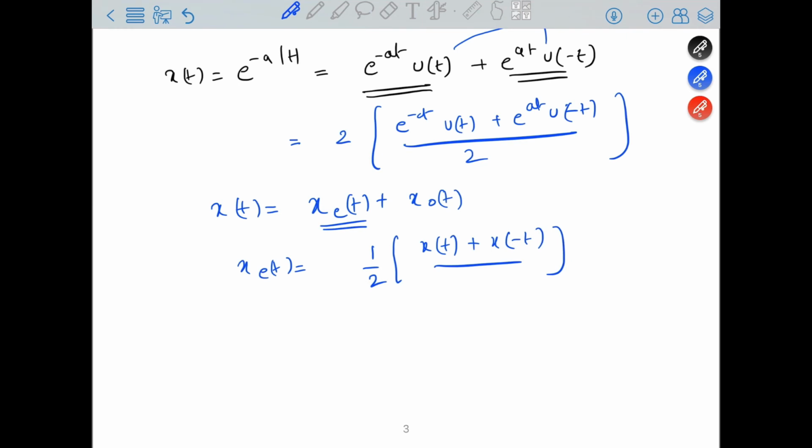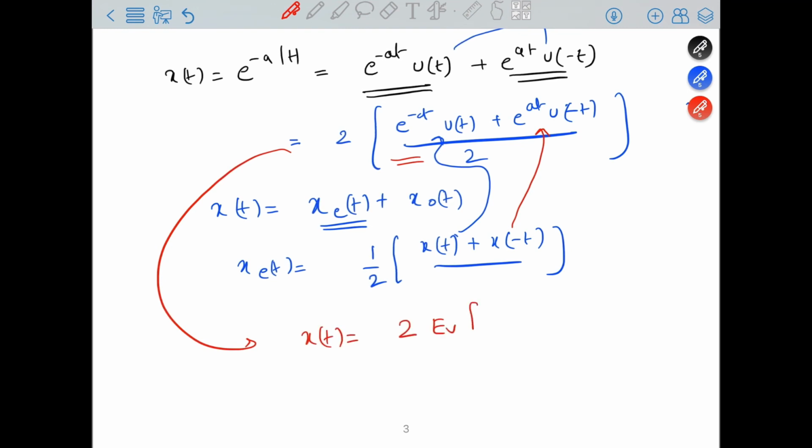So here this is the same form. You can see that if your x of t is e raised to the power minus at u of t, then x of minus t is represented by this. So we can write x of t as 2 times the even part of e raised to the power minus at u of t. So you understood, we have this function, and the even part of this function can be represented by this, and this is the form for our x of t, that is equal to e raised to the power minus a mod t.